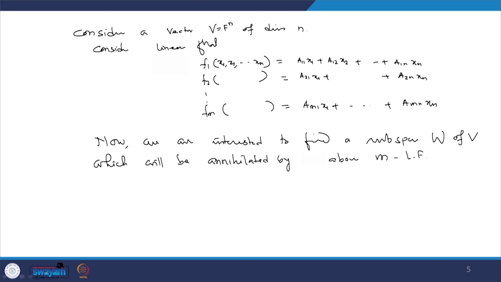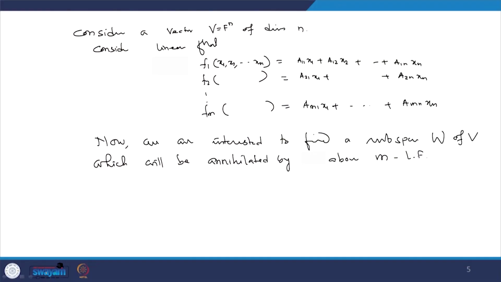Here, first we have to find the set of linearly independent linear functionals. This is done with the help of elementary row operations; it is basically equivalent to Ax. This Ax you have to reduce to Rx, where R is the row reduced echelon form of the matrix A. Then you will come to know, out of m linear functionals, how many are linearly independent.